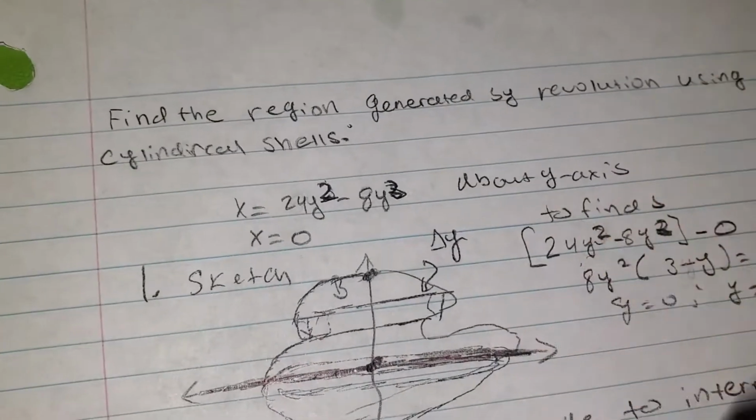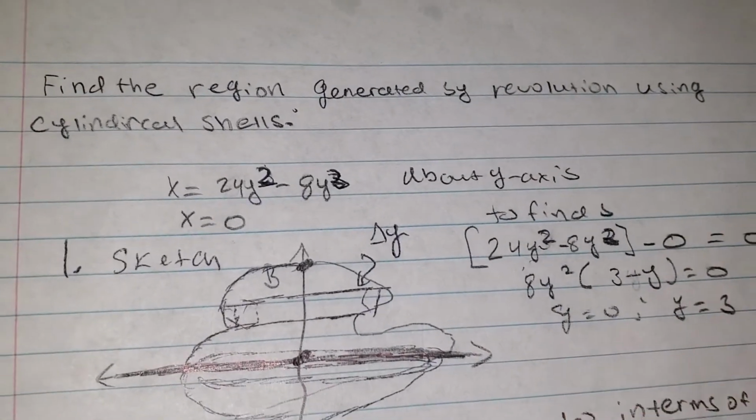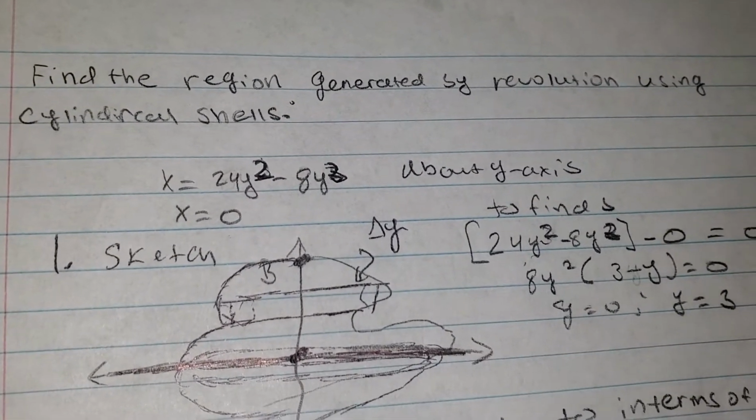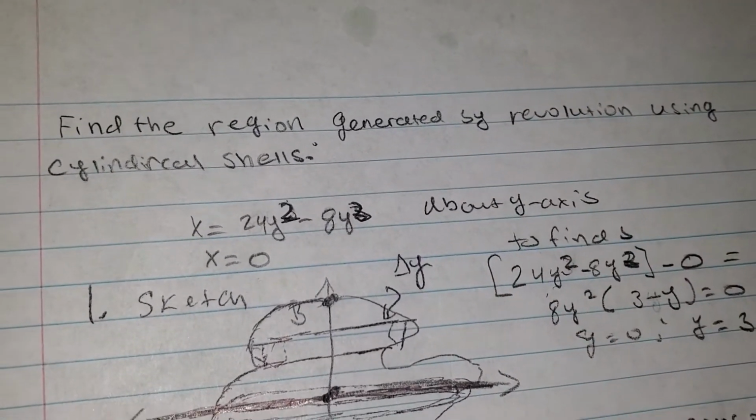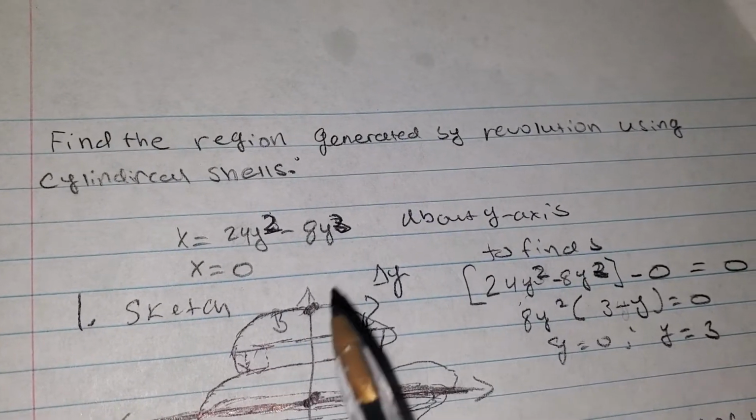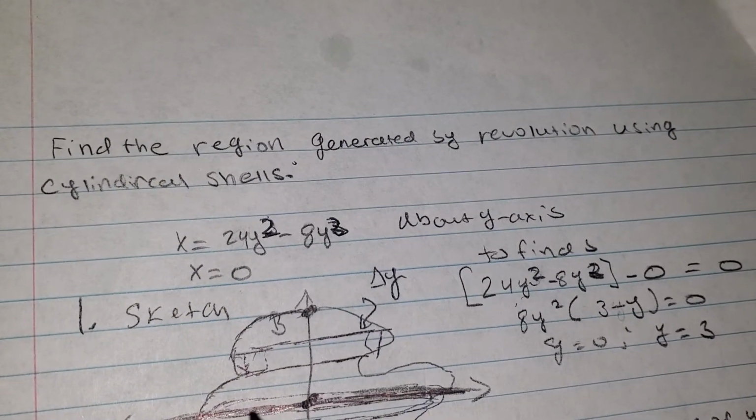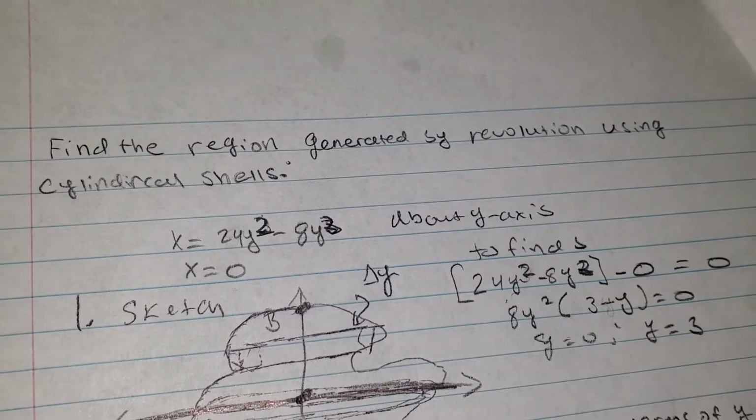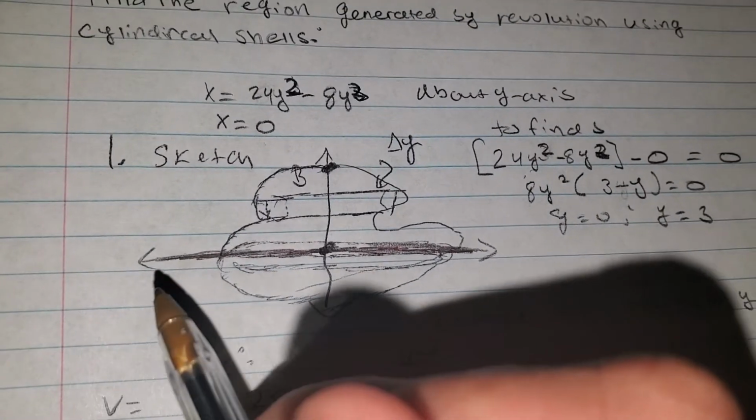So the problem today is find the region generated by revolution using the cylindrical shell method. We're given the function x is equal to 24y squared minus 8y cubed, and x is equal to 0, about the y-axis. And the first thing you always want to do is sketch the functions out.